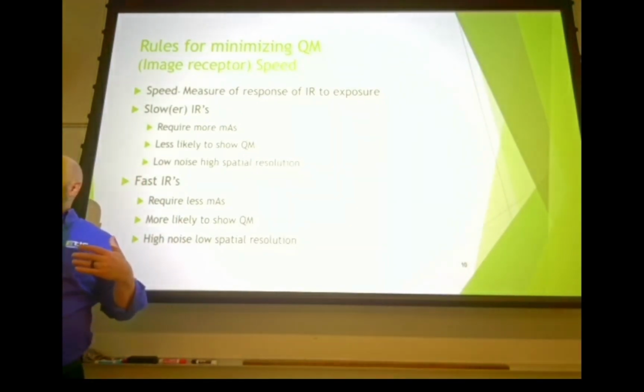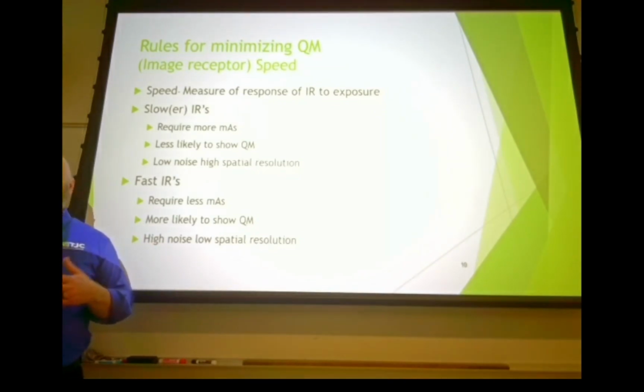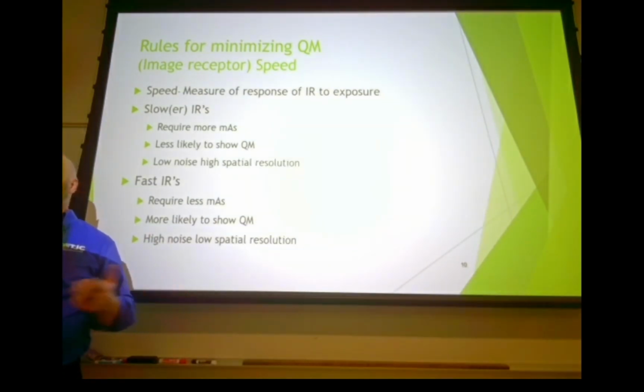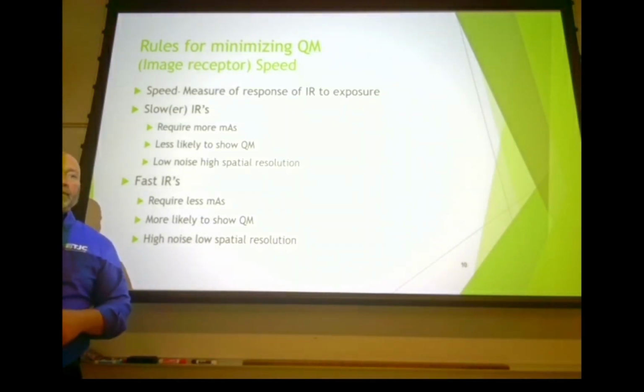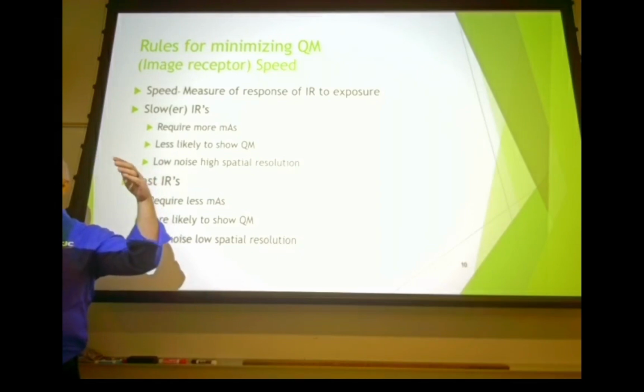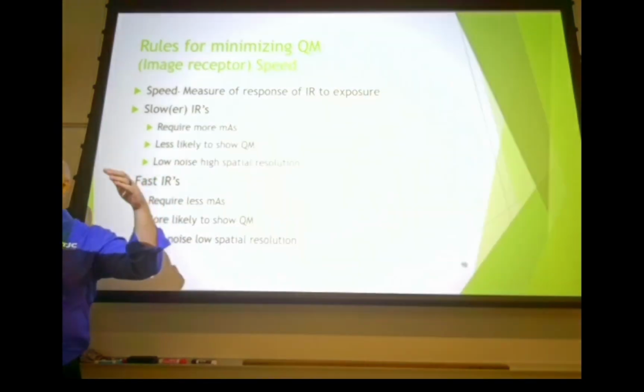Now, once we went to DR, DR was the same speed as screens and films. So did we decrease our KVP back down by 15%? No, because what controls your contrast now is a computer and not your technical factors. We could keep that KVP high and reduce instead our mass.